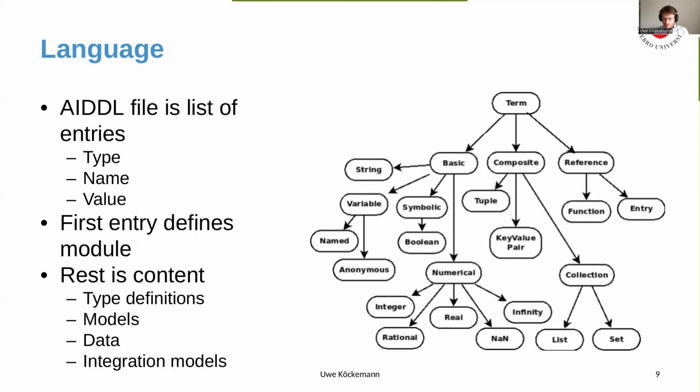Now here's a quick overview of what the language looks like. Basically, everything is represented as a term, which can be, for instance, a variable, a symbol, or a more complex thing like a tuple or a collection. And then the files themselves are composed of entries, which all consist of a type, a name, and a value. So here a type could be a planning problem. The name could be a symbolic handle on that problem, and then the value is the problem itself, including the initial state, goal, and a set of operators.